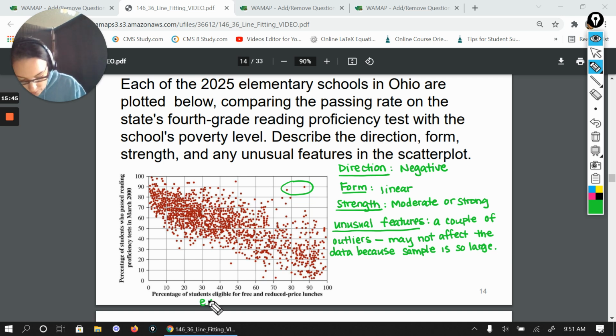Okay, so once again we have the explanatory here across the bottom. And so right here, these are the people that have low passing rates with high poverty. And over here we have the response. And so up here in this corner we have high passing rates with low poverty.